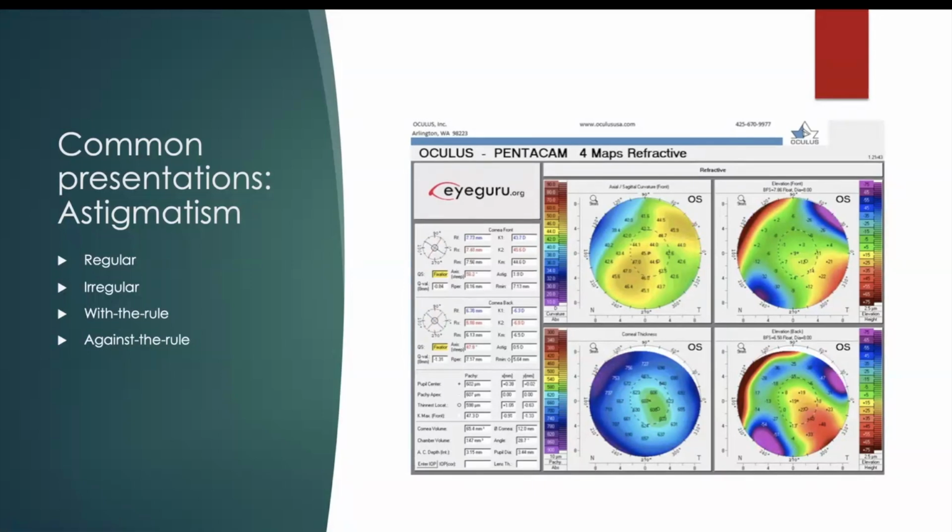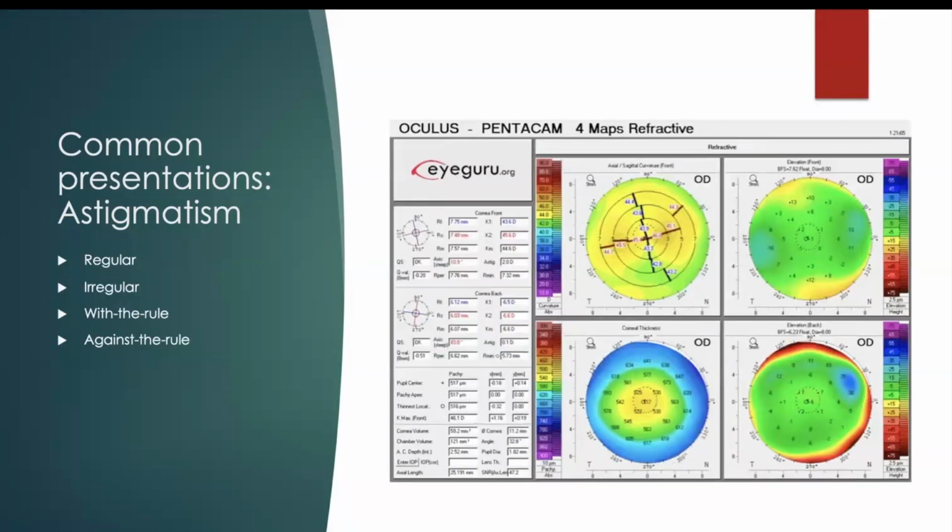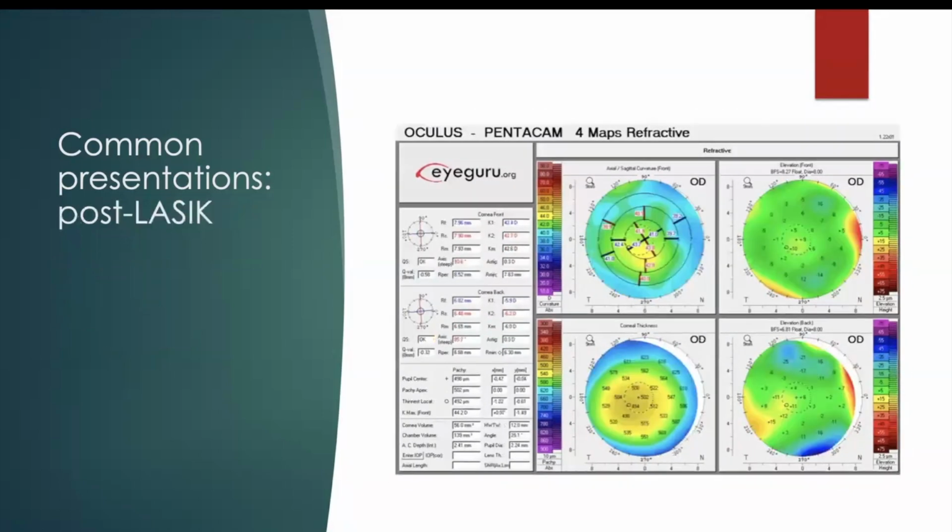And then the difference between with the rule and against the rule. So with the rule astigmatism, your steep axis is vertical, and then with against the rule, your steep axis is horizontal. And that's essentially all that means.